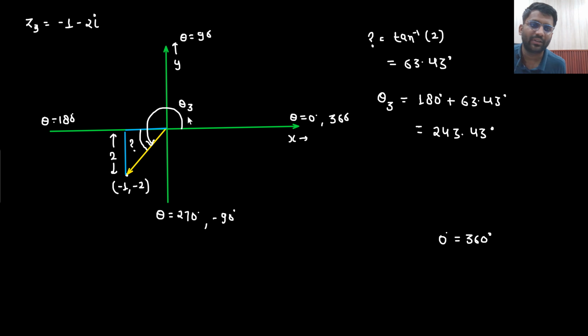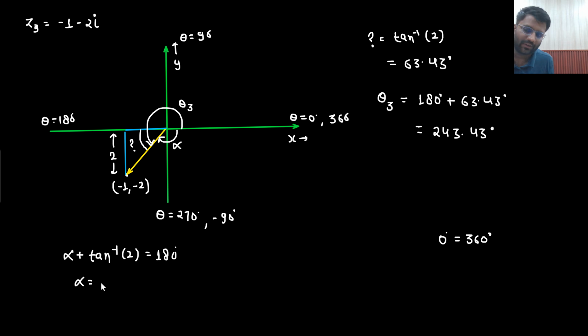If I want to measure the same angle but in the clockwise direction, then what would I do? Angle made with positive x-axis in the clockwise direction. Can I find out this angle? Let's call this angle alpha. Yes, sir. I know that alpha plus tan inverse 2 is nothing but 180 degrees. So alpha is 180 minus tan inverse 2, which we have already found out to be 116.57. So theta 3 will be equal to alpha only, but with the negative sign.